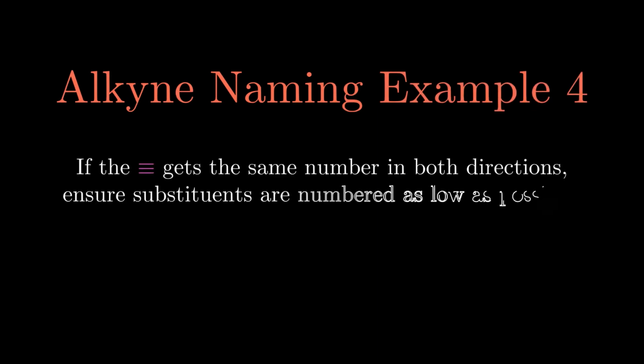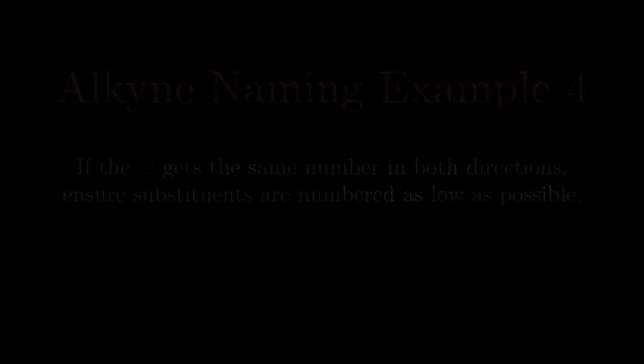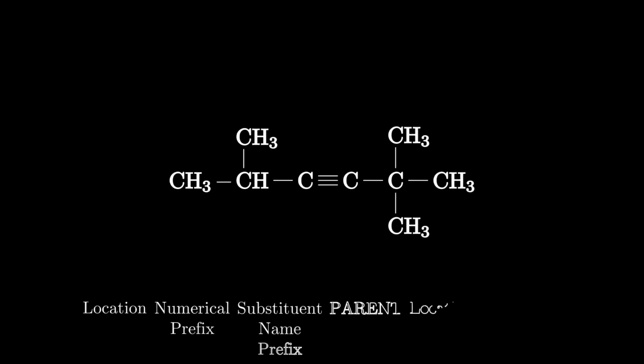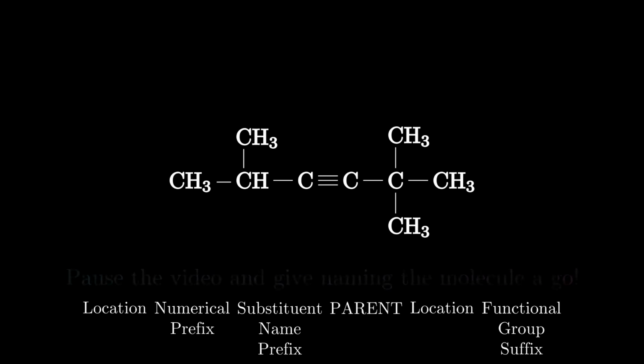If numbering in both directions results in a tie, move to the next substituent. Whichever direction results in the lowest number now is the one to choose. This looks like a simple molecule to name, but give it a go and see how you do.